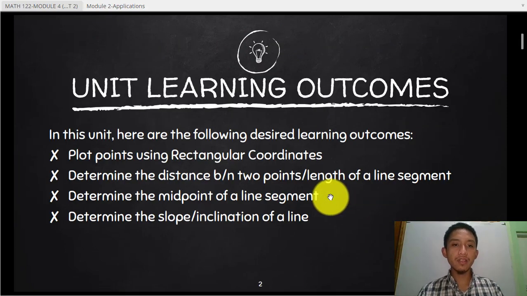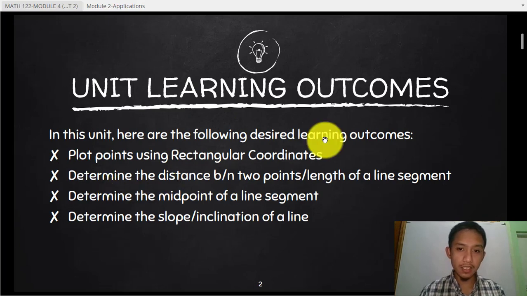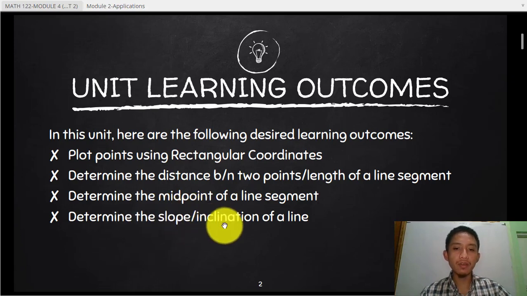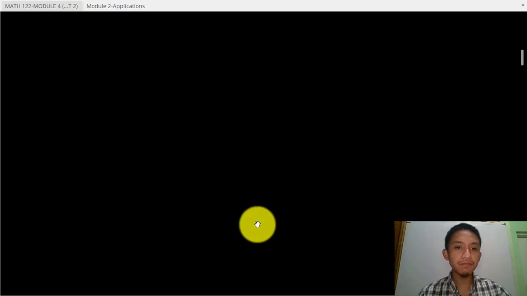Okay, so rectangular coordinates. In this unit, we expect you to know how to plot points using rectangular coordinates, to determine the distance between 2 points, or what we call the length of a line segment, and to determine the midpoint of a line segment. And at the same time, as I said a while ago, to determine the slope, or what we call the inclination of a line.